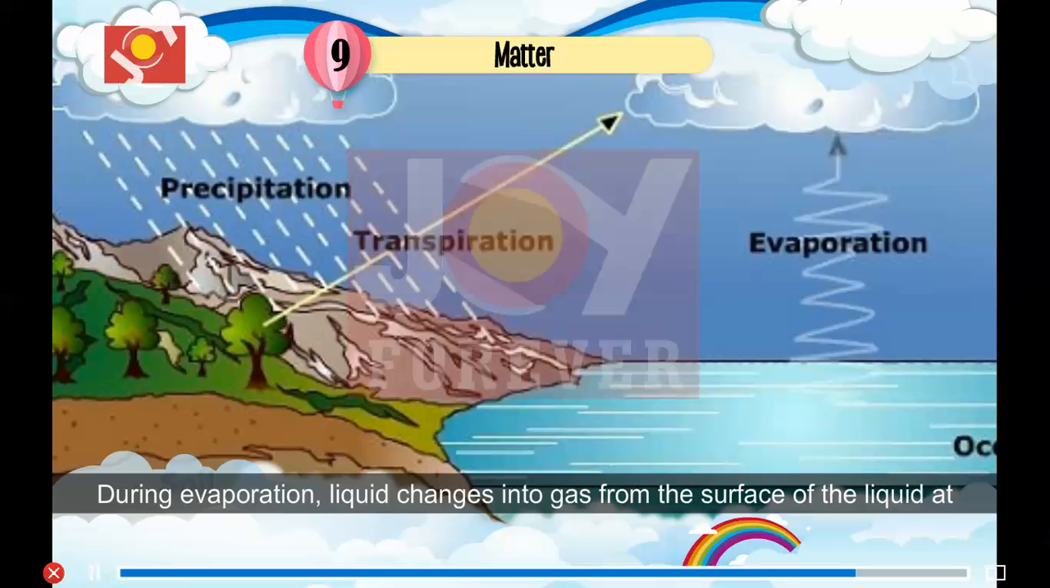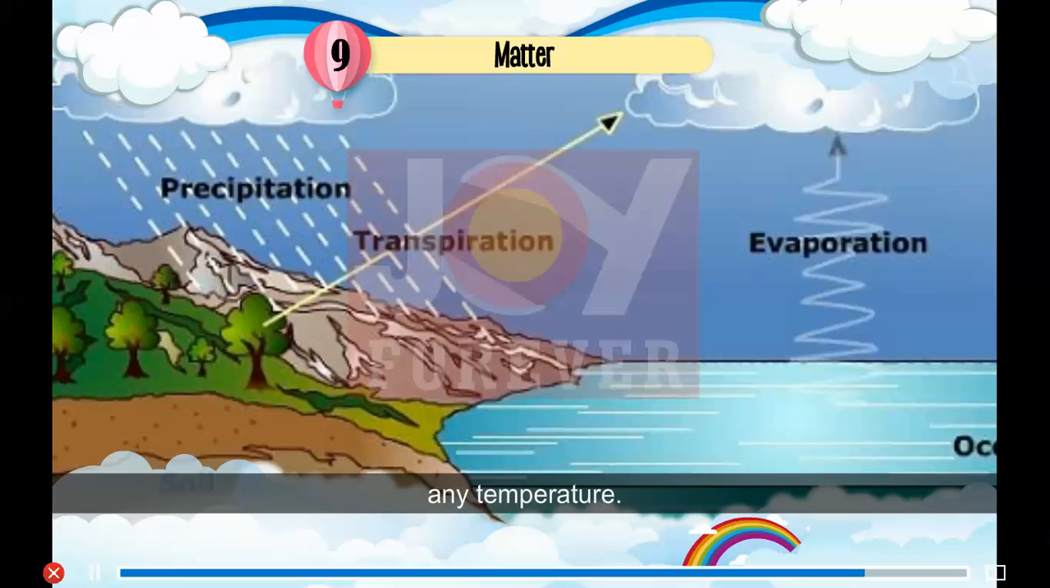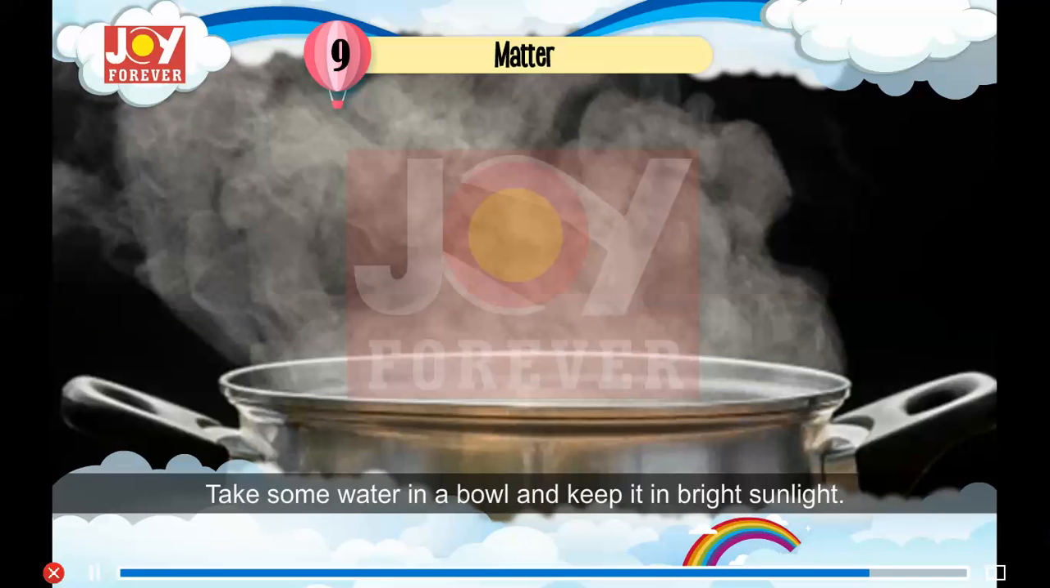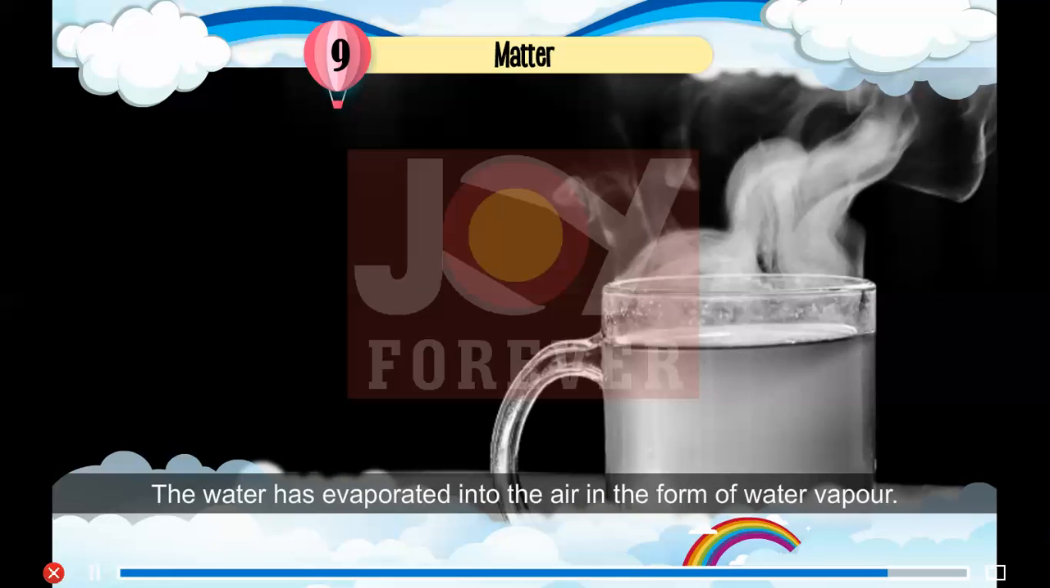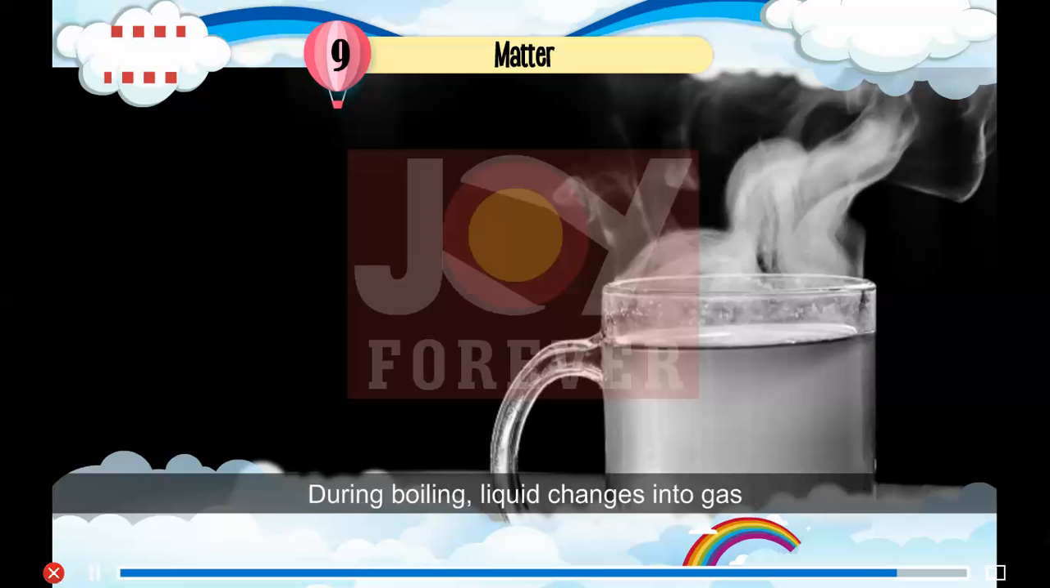During evaporation, liquid changes into gas from the surface of the liquid at any temperature. Take some water in a bowl and keep it in bright sunlight. After a few hours, you will find that there is no water left in the bowl. The water has evaporated into the air in the form of water vapor.